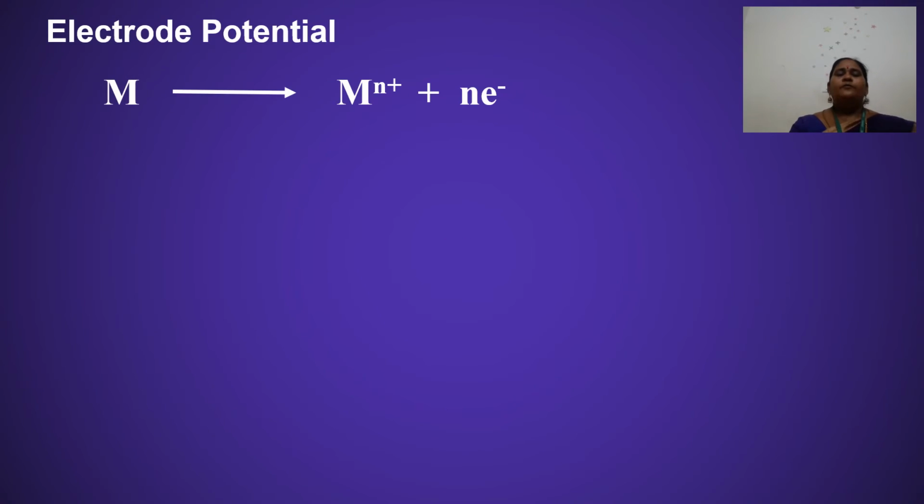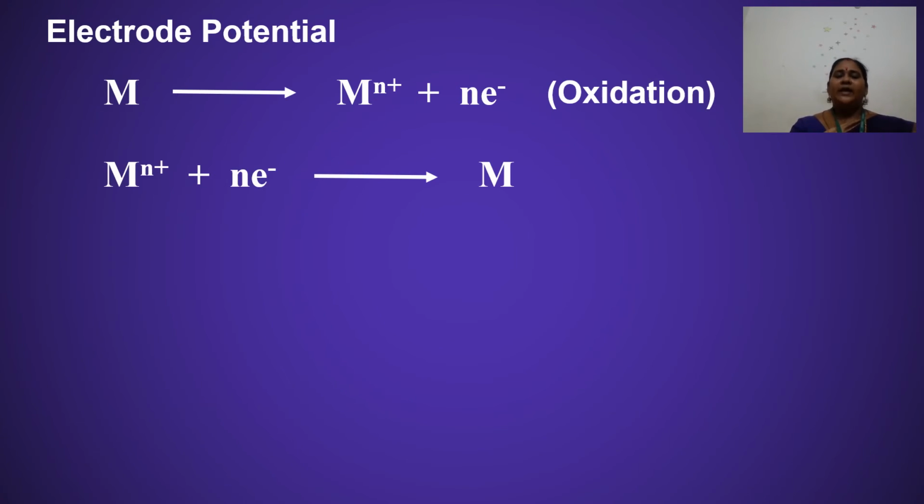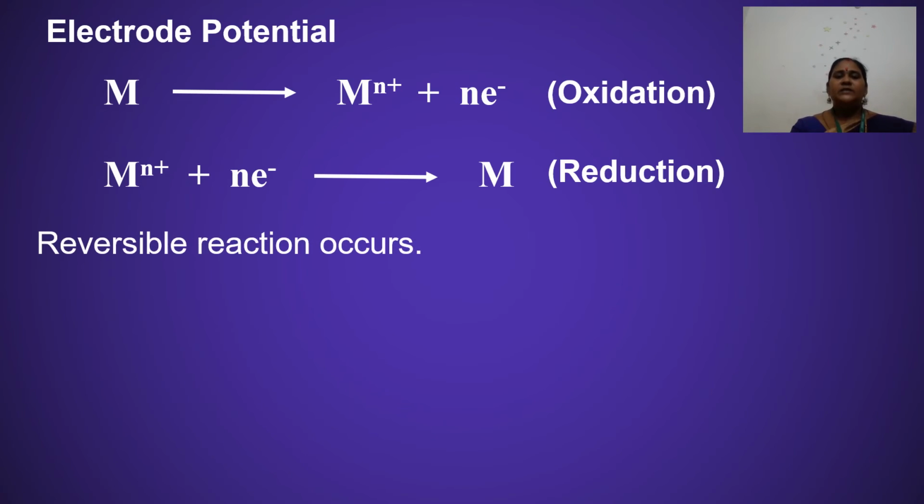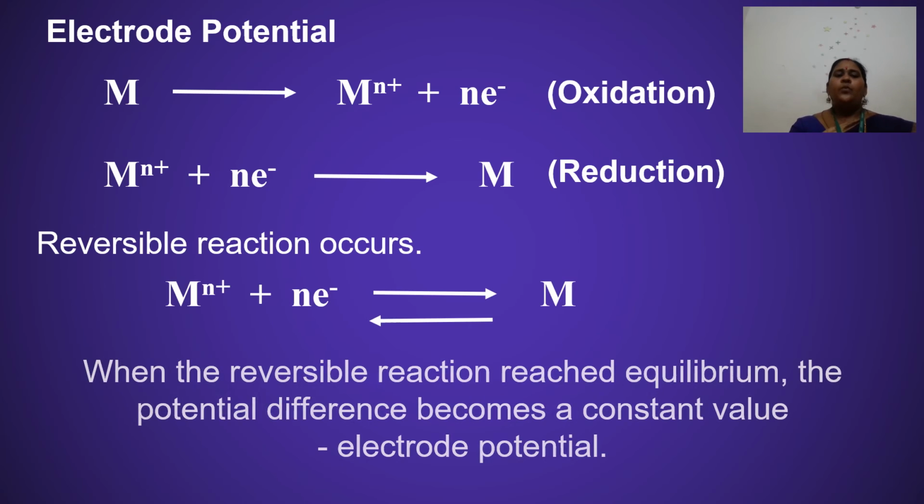When the metal forms metal ions and releases the electron, the process is called oxidation. That is, loss of electron is oxidation. On the other hand, when the metal ion gains electrons in order to form a metal, the process is called reduction. Gain of electron is reduction, and hence a reversible reaction occurs. When the reversible reaction reaches equilibrium, the potential difference becomes a constant value which is called electrode potential.